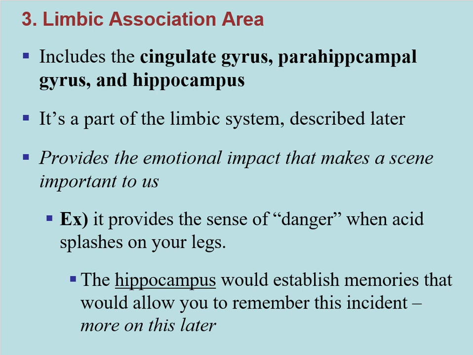All right, next we're going to be looking at that limbic association area. It includes structures like the cingulate gyrus, parahippocampal gyrus, that sits near that parahippocampal sulcus, and the hippocampus. These are big words, but essentially it's your emotional brain. Your limbic system is responsible for providing emotional impact that makes a scene important to us. It gives us a sense of danger if you were to spill, say, hydrochloric acid on your legs. And then parts of this association area also function in memory, like the hippocampus, that would establish memories and allow you to remember this incident or this sense of danger.